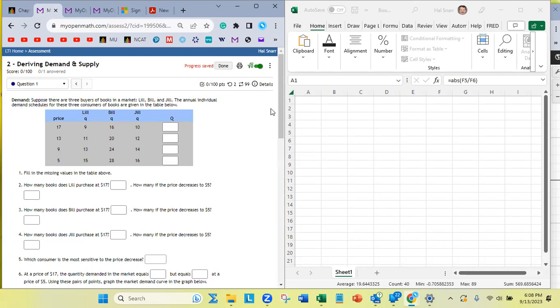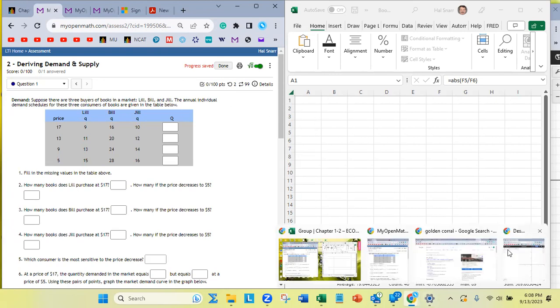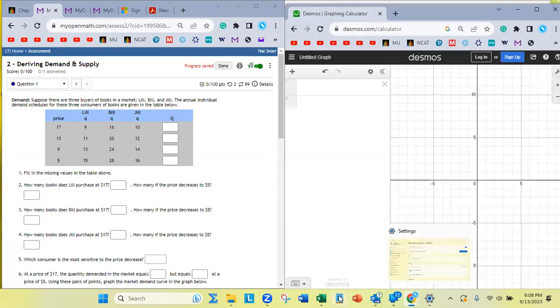There's only one. And I have Excel open. I also have Desmos.com open. I'll show you how to use that. But for the most part, we're going to use Excel.